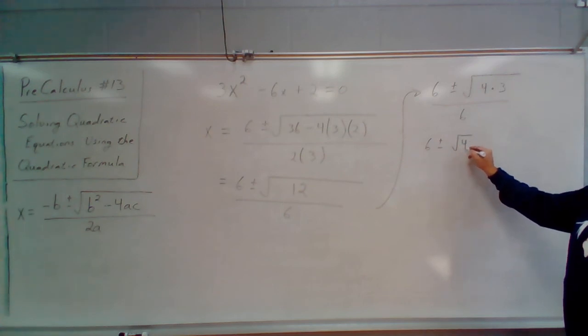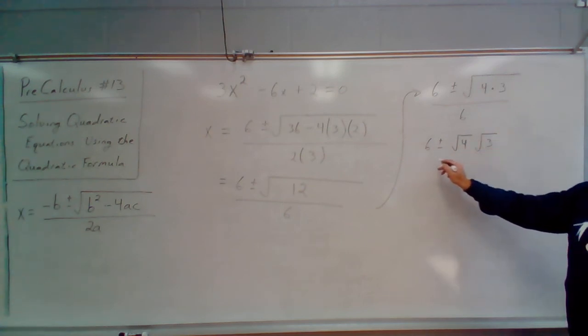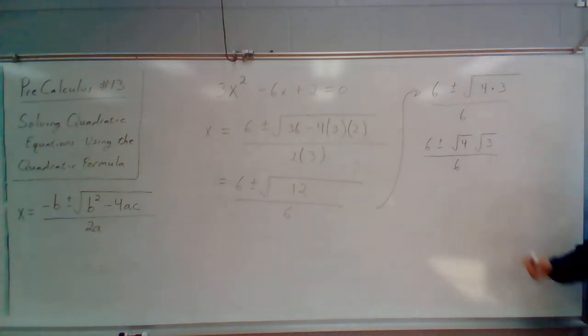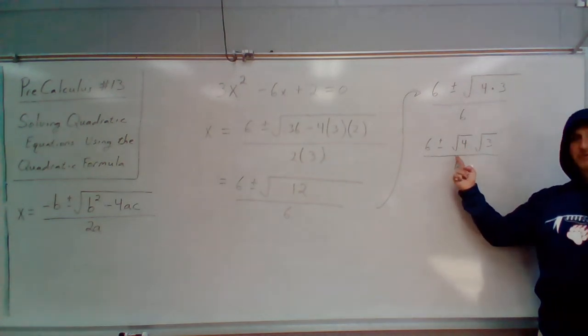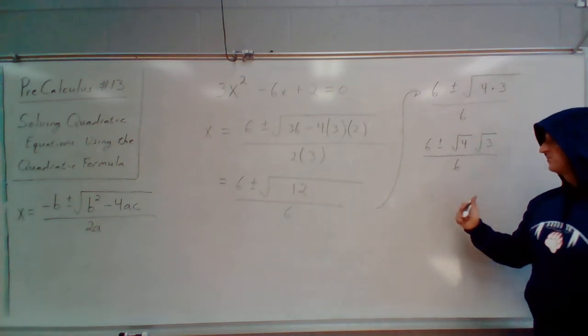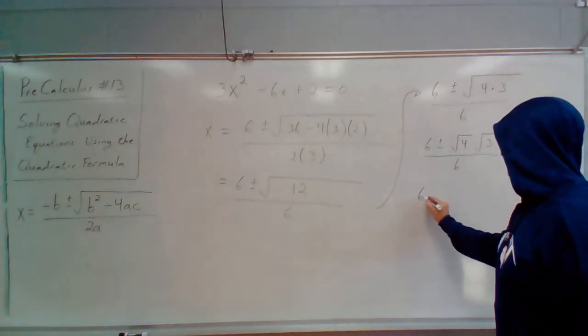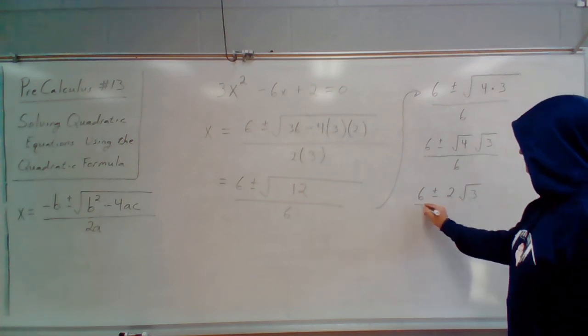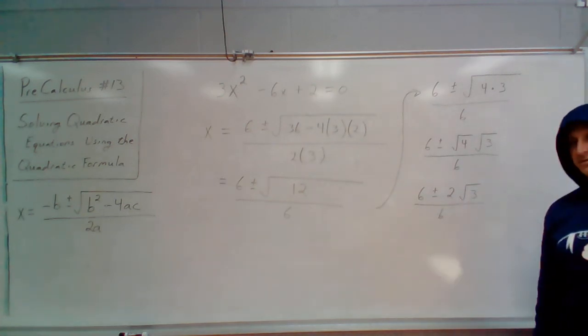So let's do that. 6. And now you see why we wanted to use a 4, because I know what the square root of 4 is. That's 2. So I have 6 plus or minus 2 times the square root of 3 all over 6.